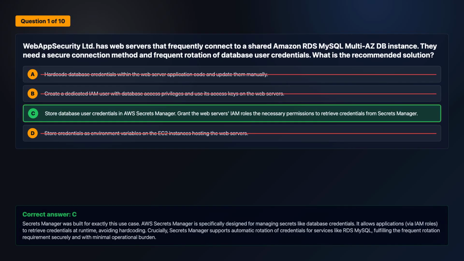The correct answer is option C. Secrets Manager was built for exactly this use case. AWS Secrets Manager is specifically designed for managing secrets like database credentials. It allows applications, via IAM roles, to retrieve credentials at runtime, avoiding hard coding. Crucially, Secrets Manager supports automatic rotation of credentials for services like RDS MySQL, fulfilling the frequent rotation requirement securely and with minimal operational burden.